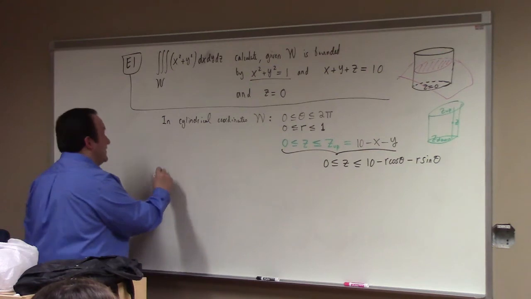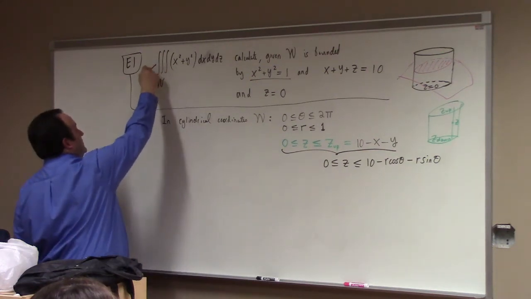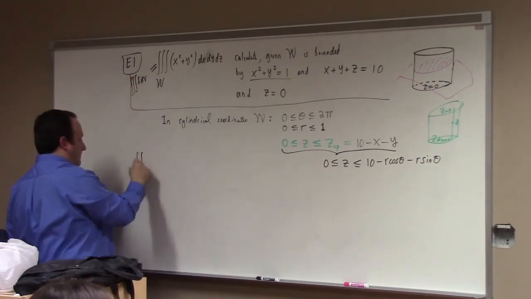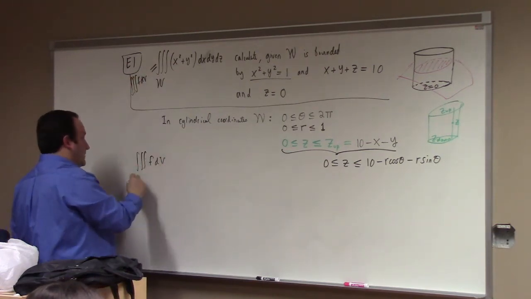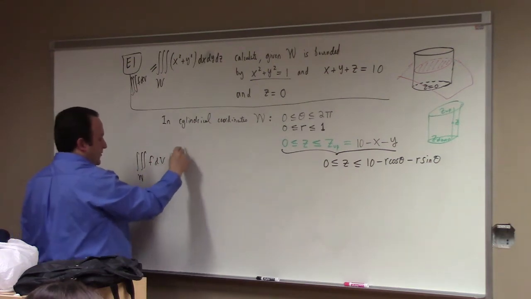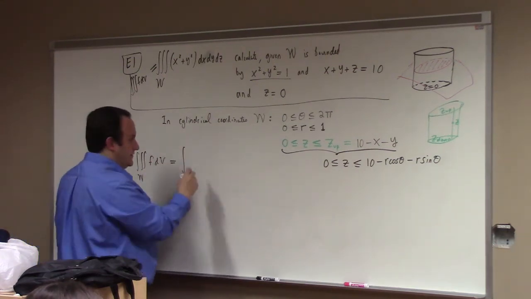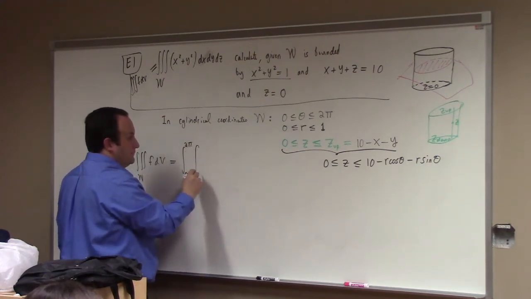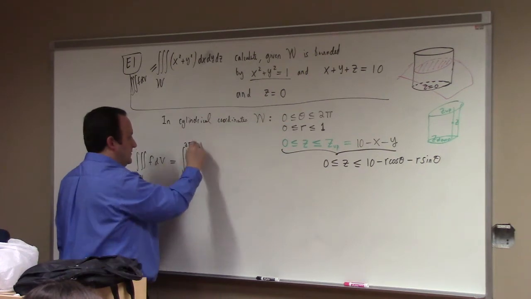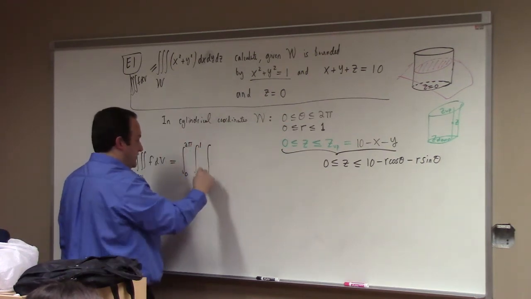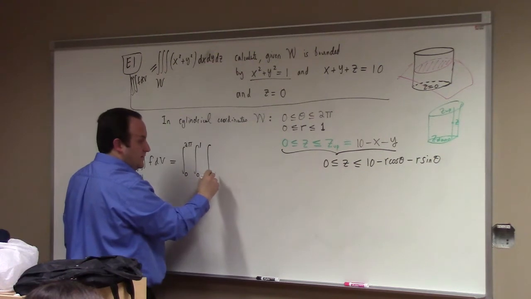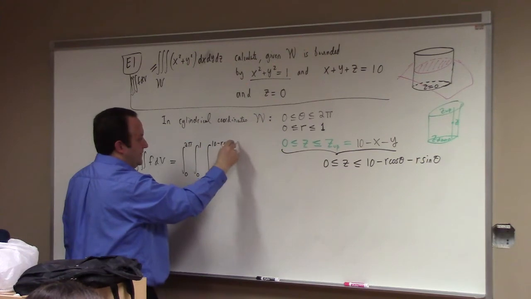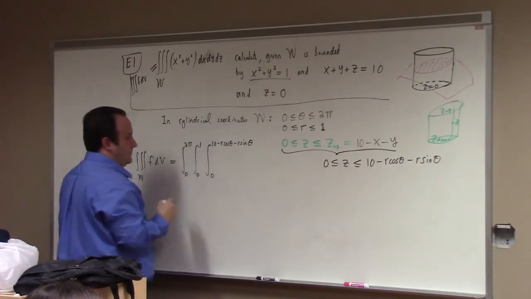So our integral, which I'm going to relabel as f dv. So the integral of f dv over this region w, in cylindrical coordinates rather, I'll get it right eventually. We've got 0 to 2 pi. We've got r going from 0 to 1, right? But then the z bounds are interesting. Those go from 0 to 10 minus r cosine theta minus r sine theta, right?